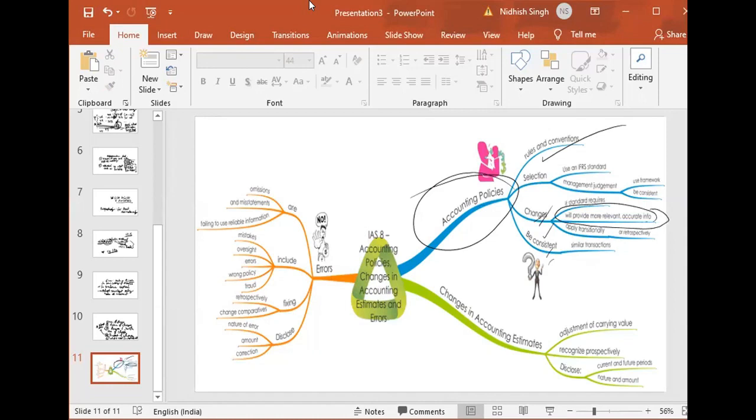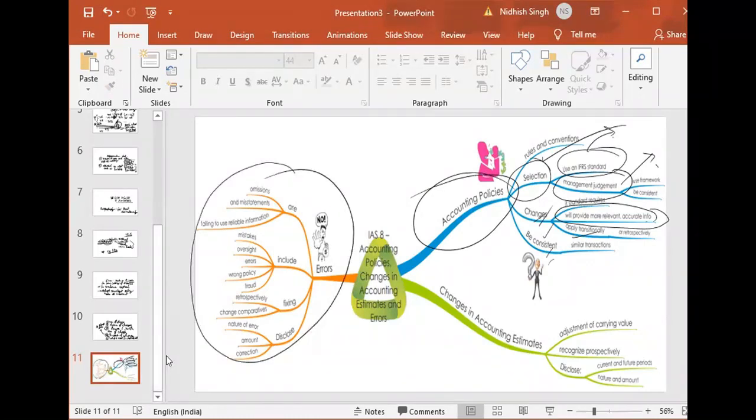Apply retrospectively or prospectively. Selection: use an IFRS standard, so have a base to change the accounting policy, and it could be management judgment. If it is management judgment, apply retrospectively. If it is forced by IFRS, then just current year and previous year, right? So this is the way you can develop some memory maps, and it's not only for IFRS. You can use this at the workplace, for any other course or academic studies. These kinds of things are very useful to revise and memorize things better.